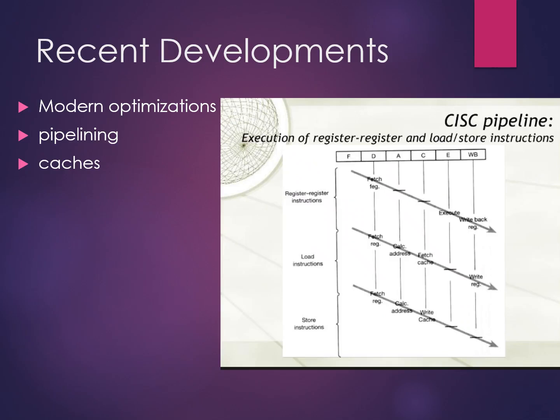For this equipment, they use modern optimizations, pipelining, and caching. Modern optimization is the execution of optimization techniques. Pipelining is the execution of register-to-register, load, and store instructions. So pipelining has register instructions, load instructions, and store instructions, that is, from register to register. First it fetches, then it executes, and then it stores the results. That's the pipeline.